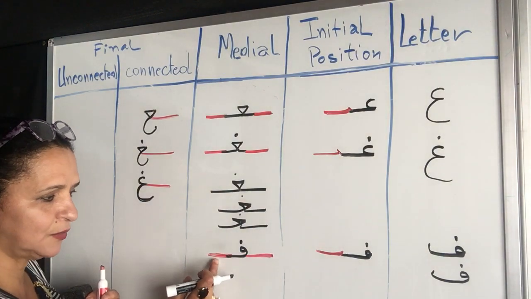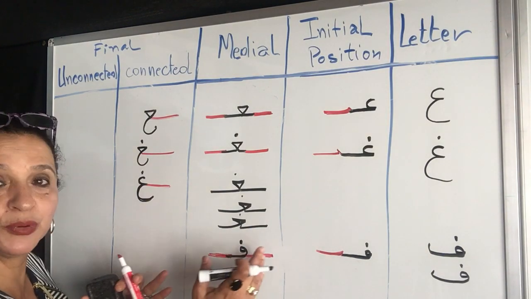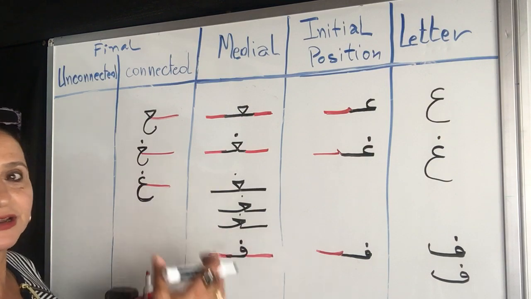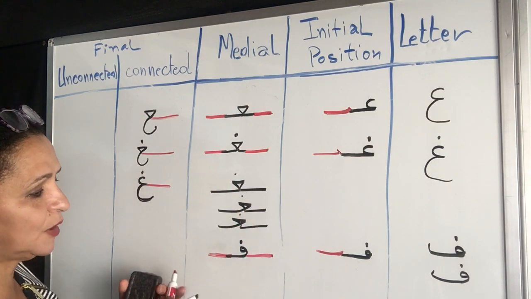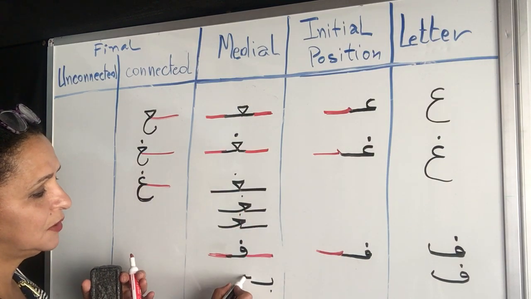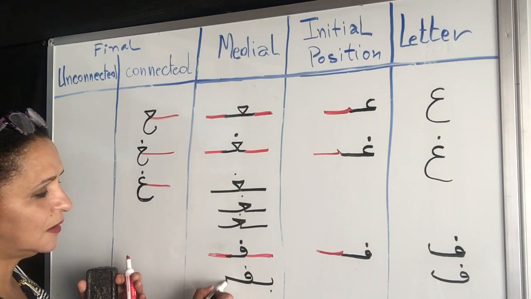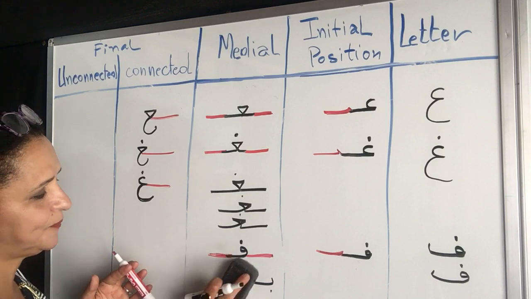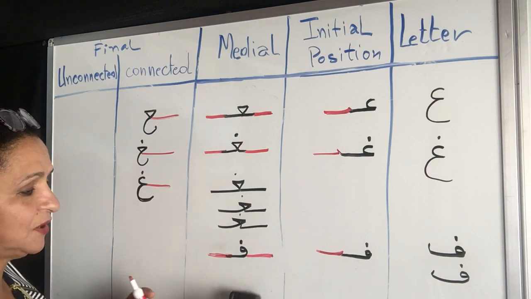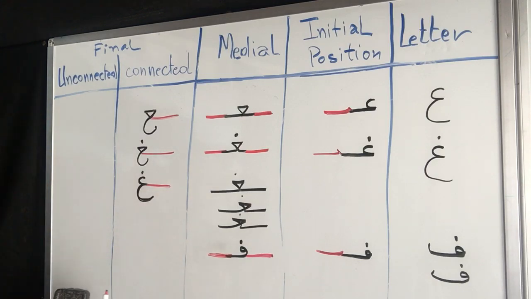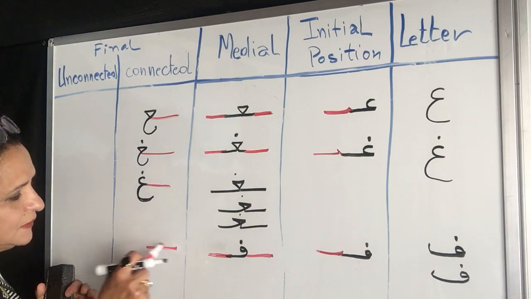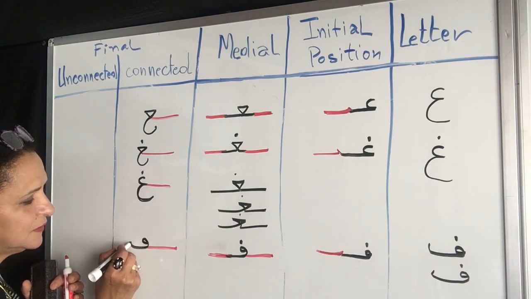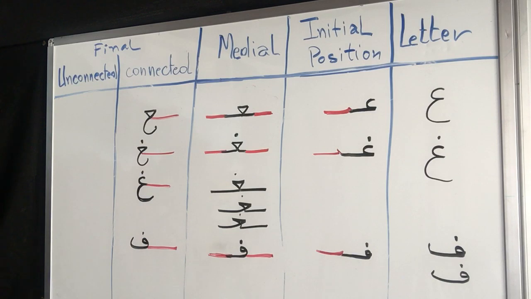These two red lines here represent huruf, another letter. It could be, for example, ba, fa, ra. But this word here doesn't mean anything in Arabic. Fa at the end and connected. You guys need to practice this.